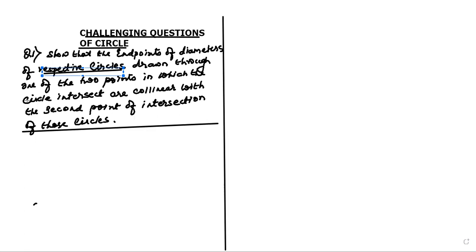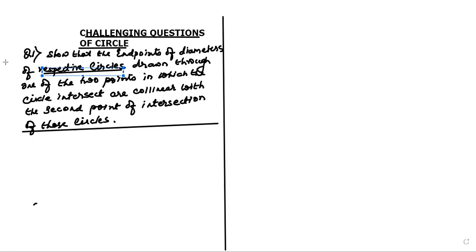The two circles intersect each other at two distinct points. From one of the points of intersection, two diameters are drawn. You have to show that the other endpoints of the diameters are collinear with the second point of intersection. I hope everybody has got the question.